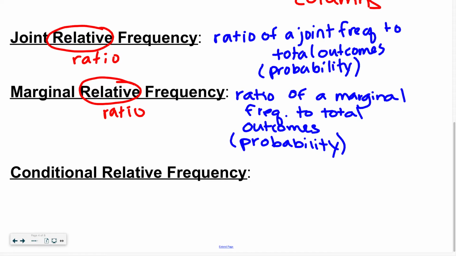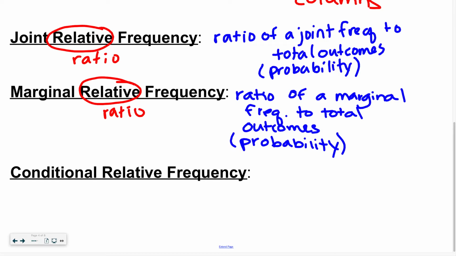But each of those, joint relative and marginal relative, they're relative to the whole table. So you're looking for your total number of people. In the example with the foreign language and the play an instrument, it's that 80 people. Okay, so you're dividing either a joint frequency by 80 or a marginal frequency by 80.